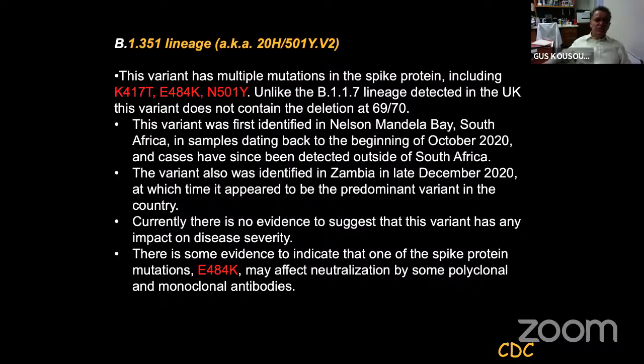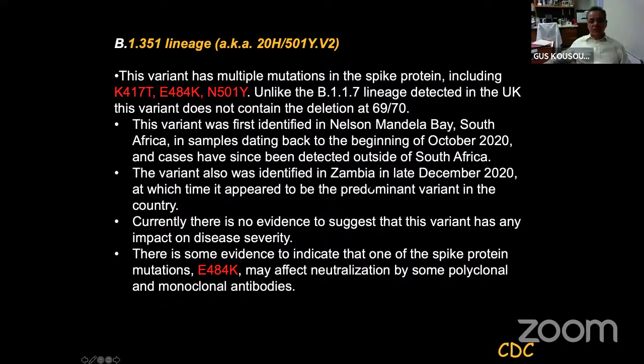The second one is the B.1.351 lineage. This particular virus has multiple mutations in the spike protein, including these mutations indicated here in red. But unlike the B.1.1.7 lineage, as detected in the UK, this variant does not contain the deletion of 69-70 that I noted earlier. This was actually identified in South Africa in samples from the beginning of October 2020, and cases have been detected outside of South Africa.